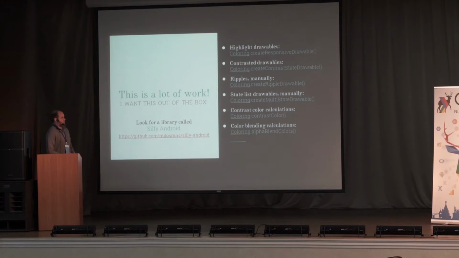And it provides this class called Coloring, and it does all of these things for you. So you can just give it a few colors, and it gives you back a stateful drawable. So it does a lot of work for you. And also, it can calculate the contrast color, and it can alpha blend colors, whatever you want. It's a lot of stuff. It's like a few thousand lines of code just for coloring.